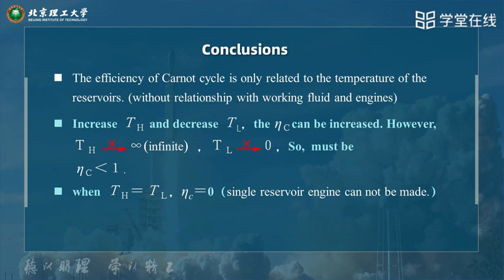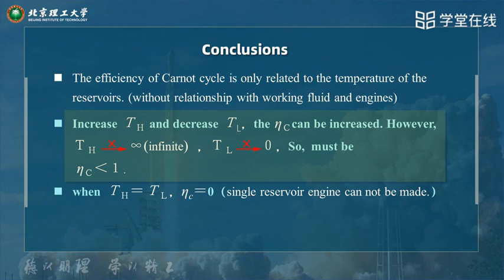Conclusions, we have learned the Carnot theorems. From this section, we know the efficiency of the Carnot cycle is only related to the temperature of the reservoirs, without relationship with the working fluid and engine construction. If we increase TH and decrease TL, certainly the efficiency of the Carnot engine increases.